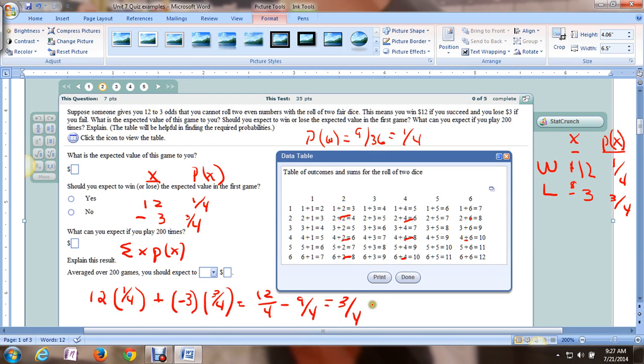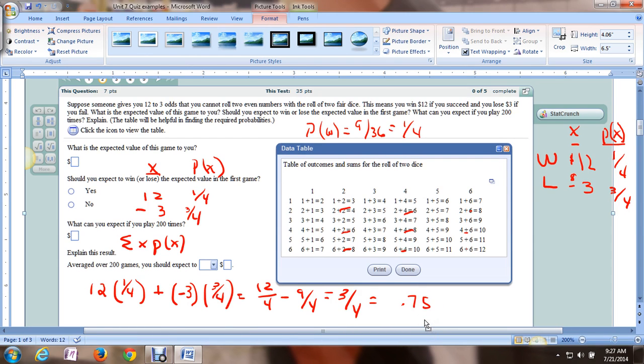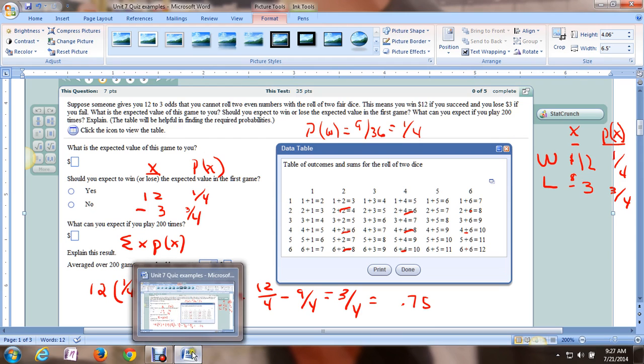So what this is saying, and this is in dollars, remember, so the expected value of this game to you is 75 cents, 0.75. And if you played it many times, like 200 times, you could expect 200 times 0.75 to be your outcome. So those are two sample problems you're going to see in MyStatLab.